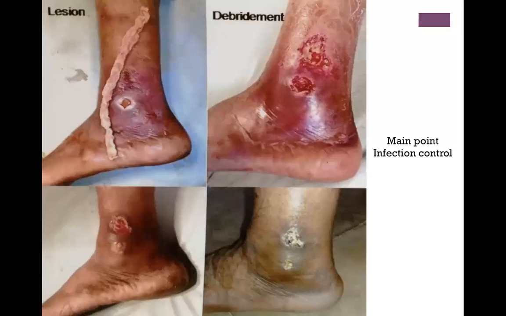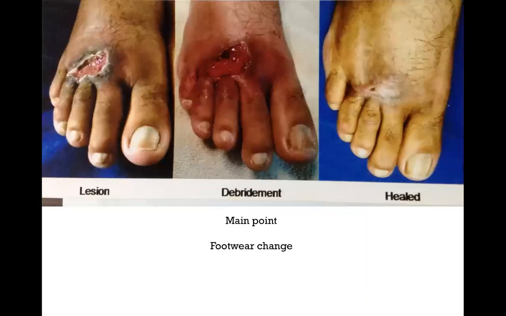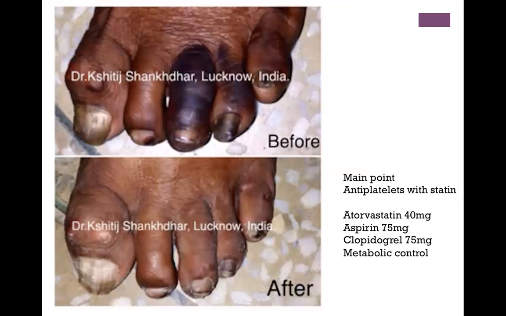In this case, the main factor which led to healing was infection control along with debridement and metabolic control. In this case, in the first picture, as one can see, the lesion is there, debridement was done, footwear change was done, and the lesion healed. In this case of gangrene, debridement was avoided.